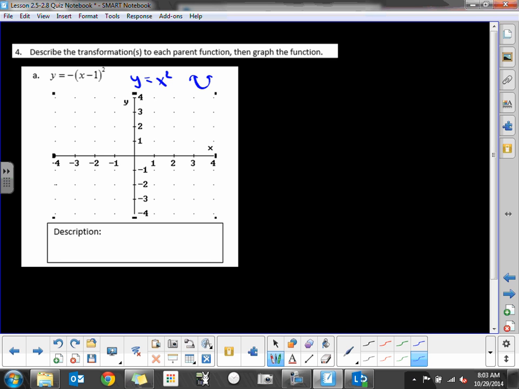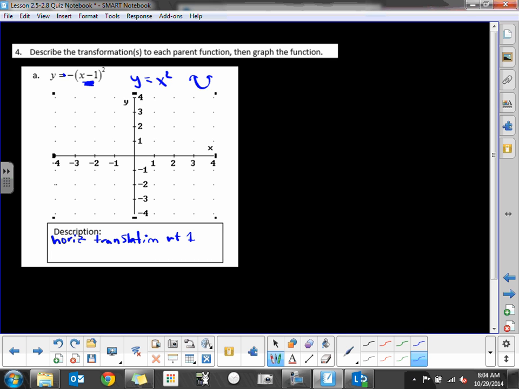Now, how we're going to change this U shape is by subtracting one inside grouping symbols, and every time it's inside grouping symbols, it was a horizontal transformation. So I know I have a horizontal transformation, and because it's addition and subtraction, it's going to be a horizontal slide or translation. Translations were our slides, left and right. And because it's inside grouping symbols, it's always a little counterintuitive. So if it says -1, it moves it to the right 1 unit.